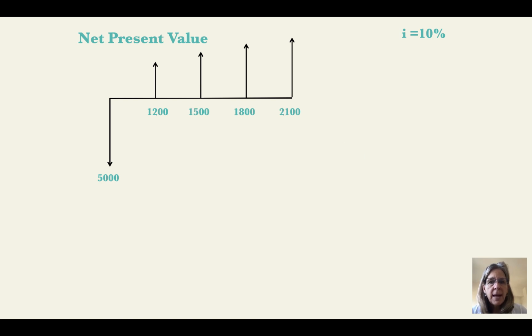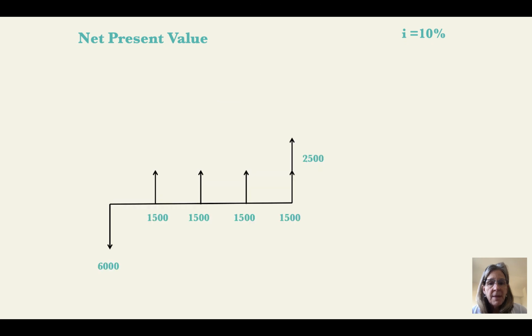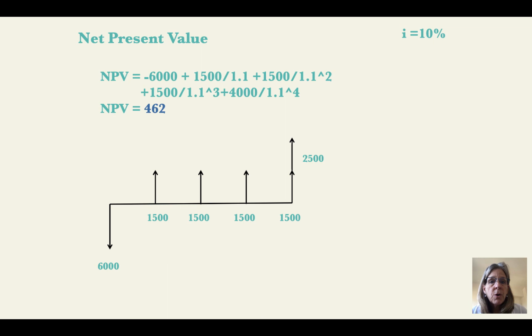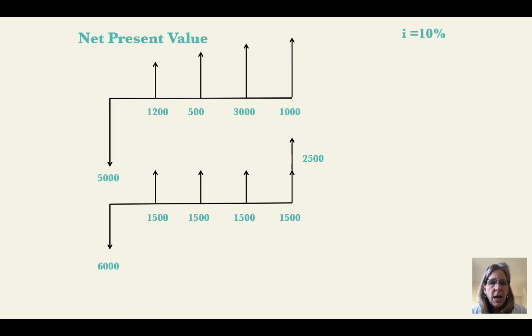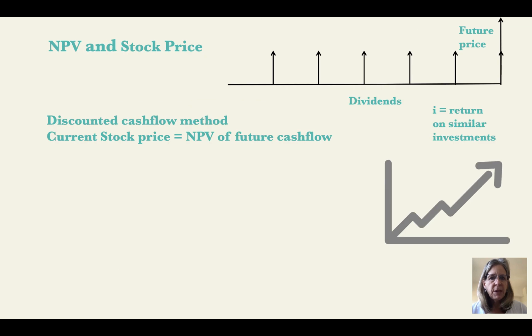We're going to go ahead and calculate the present value of the first alternative. If I write out the equation, this particular present value is 117. And then for the second option, now that we have given it a salvage value, we have a net present value of 462. And because 462 is greater than 117, we will decide on using the second option. And that's simply how you do present value calculations.